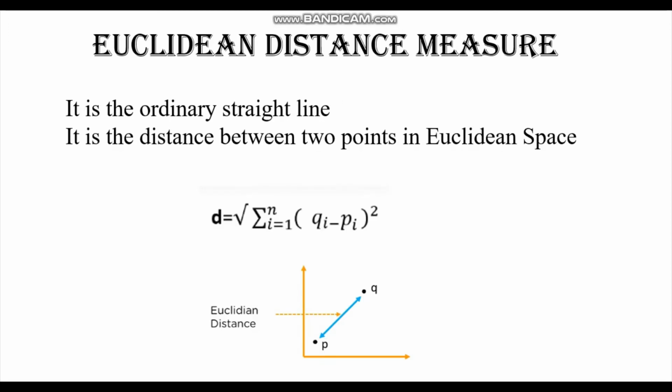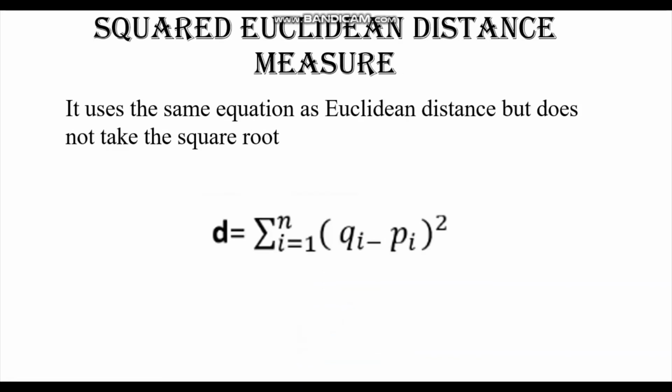The majorly applied one is the Euclidean distance measure. Euclidean distance measure is nothing but an ordinary straight line. It gives the distance between 2 points in Euclidean space, and it is measured using d equals square root of summation of i equals 1 to n of (q minus p) the whole square. So p to q is the value of Euclidean distance. Based on this formula, the Euclidean distance of each data point is calculated.